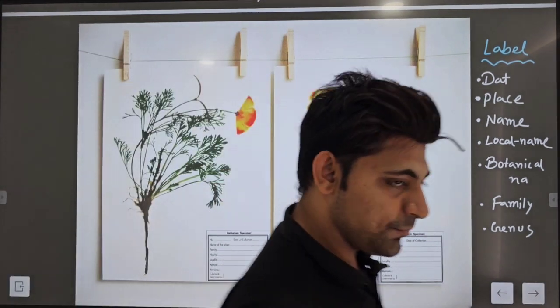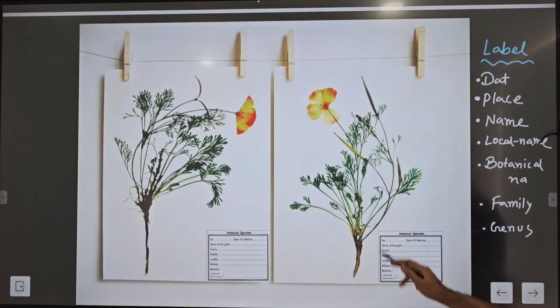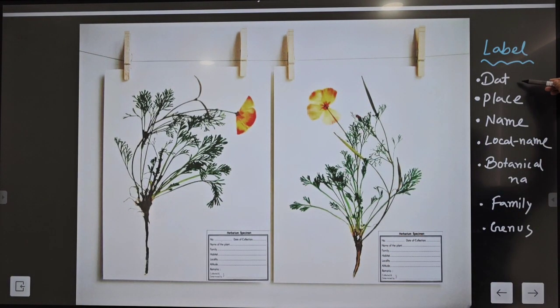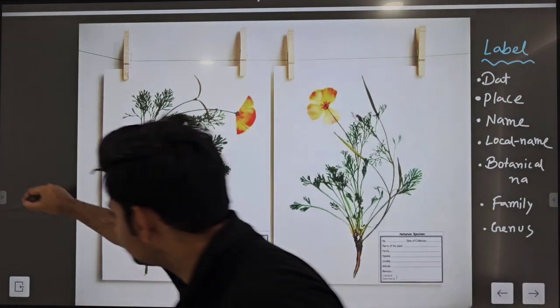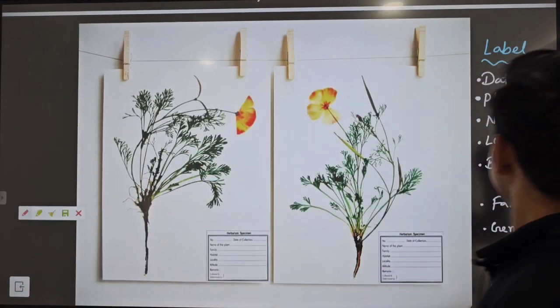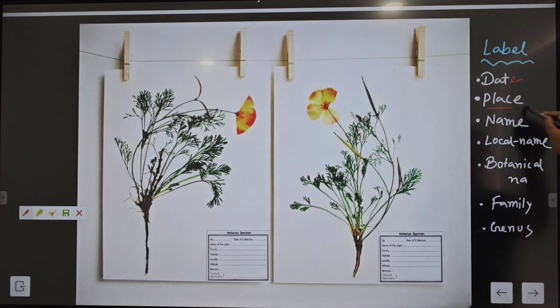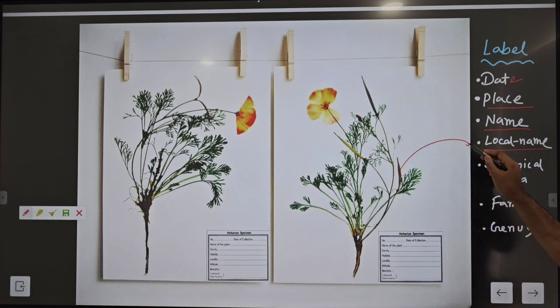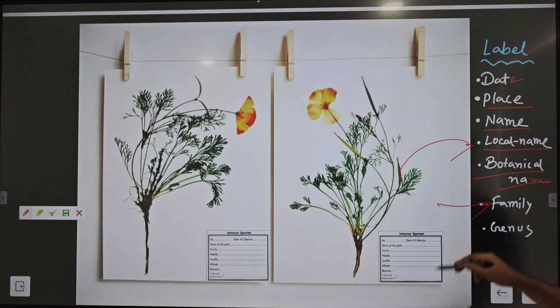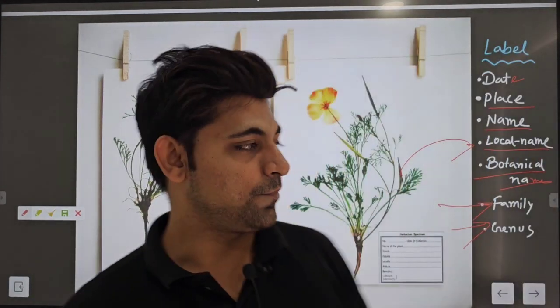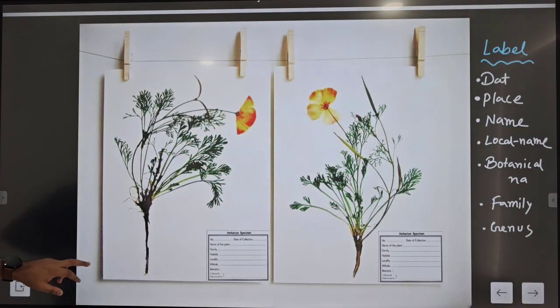Next, another example of a herbarium. While you are labeling the herbarium, you have to write all this information: the date you are collecting it, the place where you are collecting it, who is collecting it, the local name of this plant, the botanical name of this plant, meaning the biological name, the family of this plant, and the genus of this plant. So these are the very basic information you have to label.